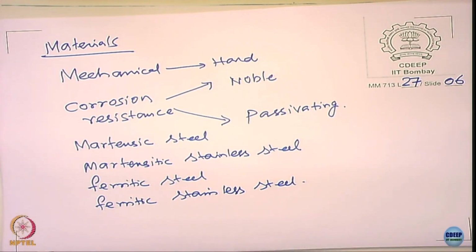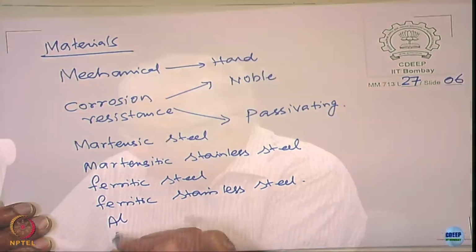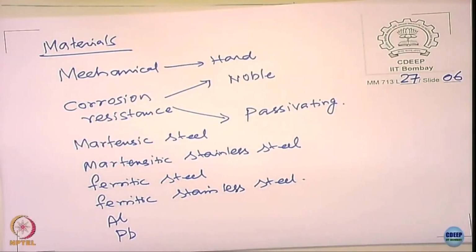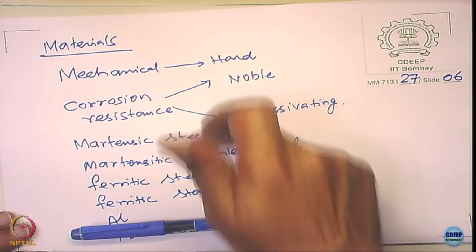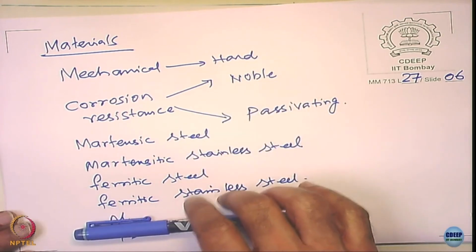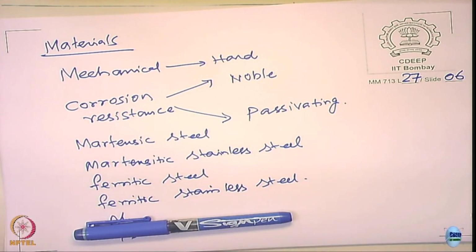I have given some 4 examples here. I can give you even aluminum, I can give you even lead if you want. Now let us take for simplicity only the stainless steel family. Can you just compare and what will be your view about erosion damage resistance and corrosion damage resistance?